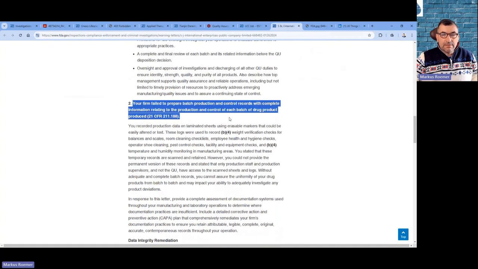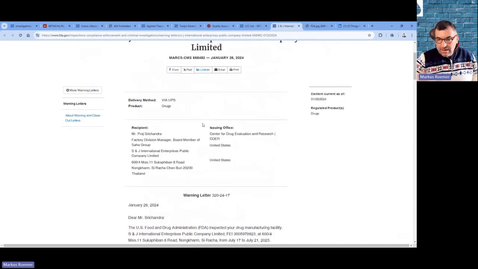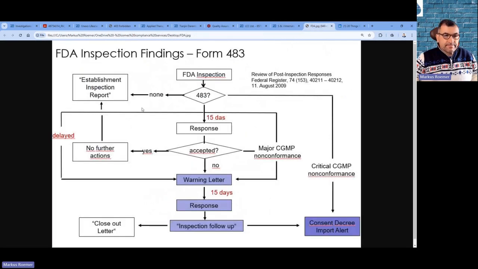Okay. Oh, here. Your firm failed to prepare batch production control records with complete information relating to the production and control of each batch of drug product produced. And how was that batch certified, approved? On which basis? If I don't have any batch production records, does the QA have an idea how that works? Unbelievable.